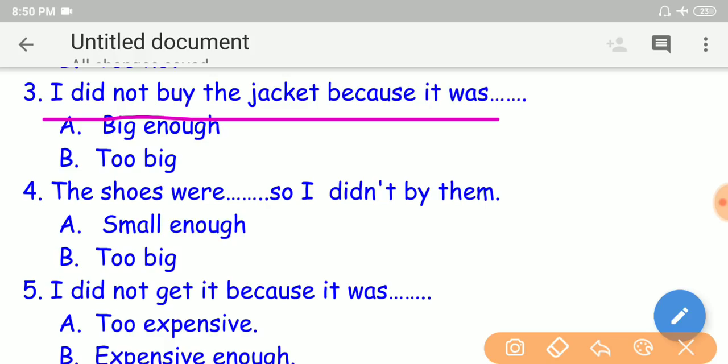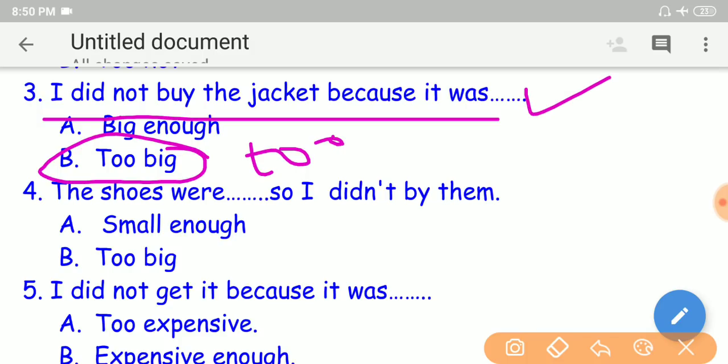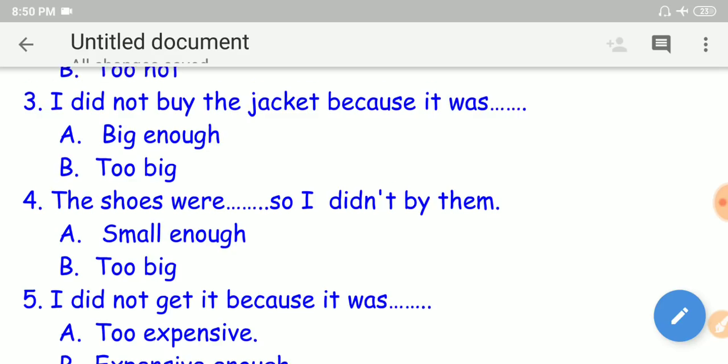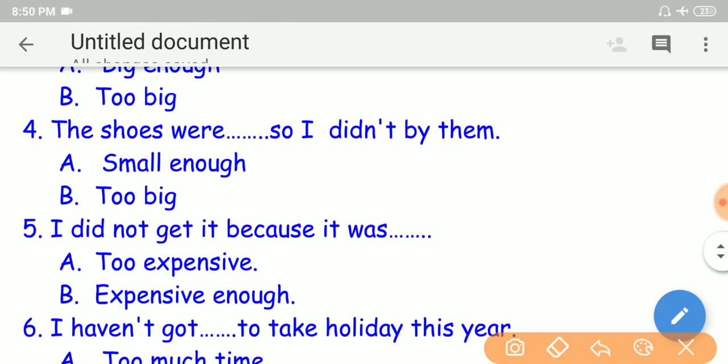Third example: I did not buy the jacket because it was big enough or too big? Because it was too big. I need a big jacket, but here a too big jacket is there. So that's why this is the correct answer. Big enough is the wrong answer. The shoes were dash, so I did not buy them. The shoes were small enough cannot be used. Too big again. Too big, so I did not buy them.